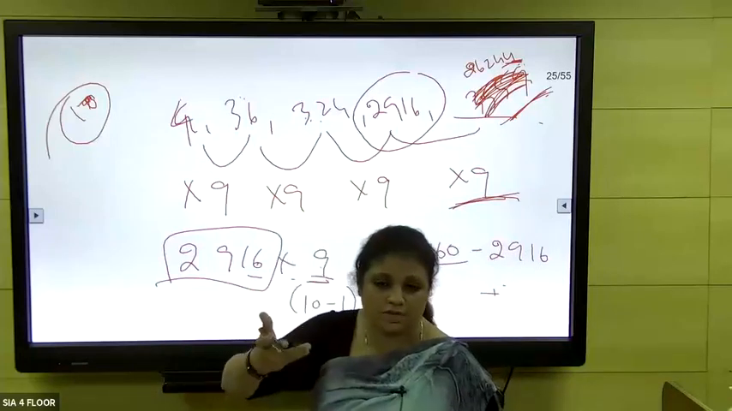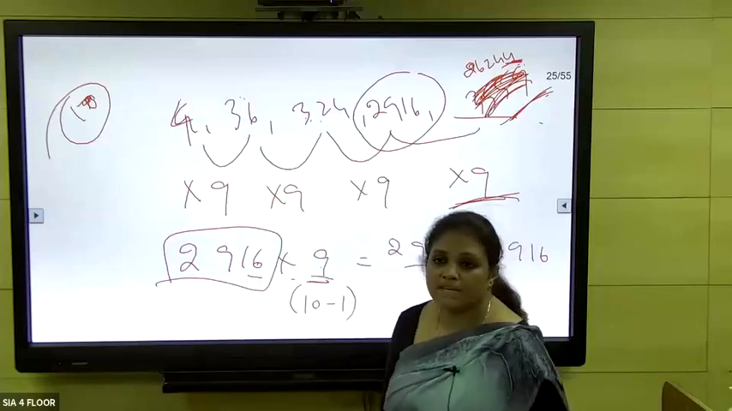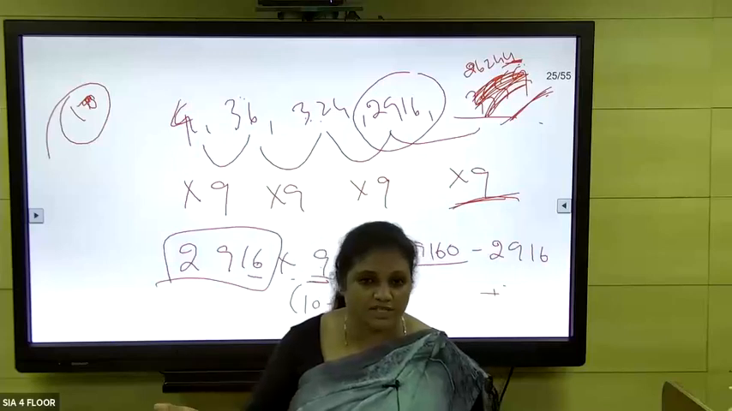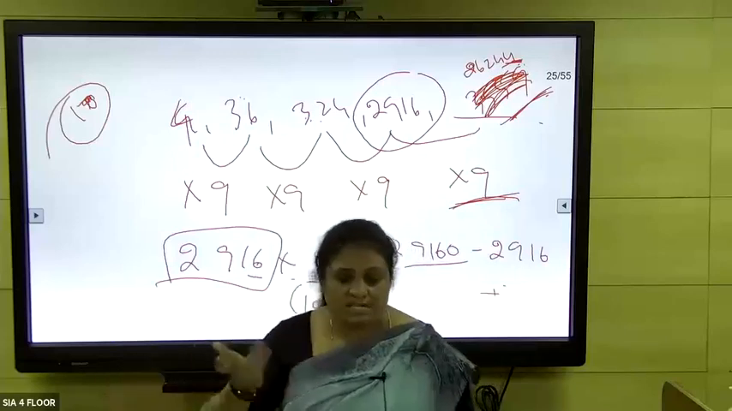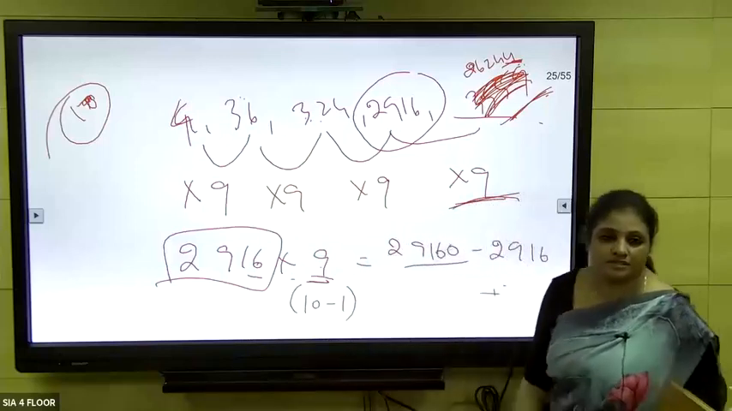Every time the options are not going to be this easy to rule out. Sometimes they are easy like this. You can rule out the option based on the unit digit without multiplying the entire number. Sometimes you cannot do that. That purely depends on the options given.